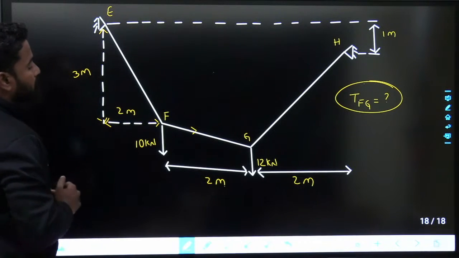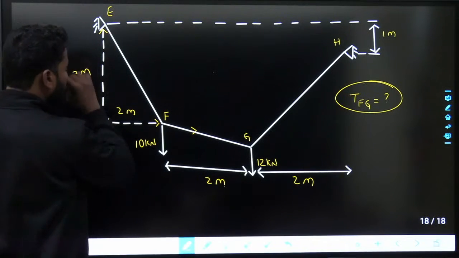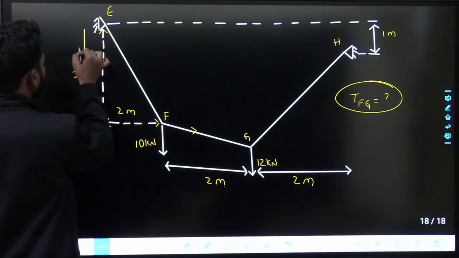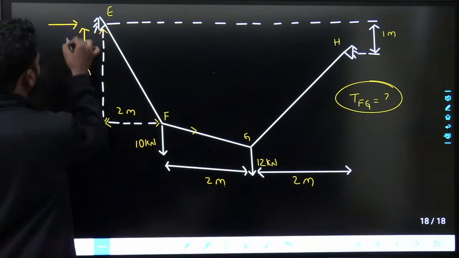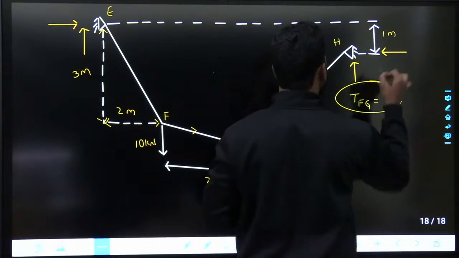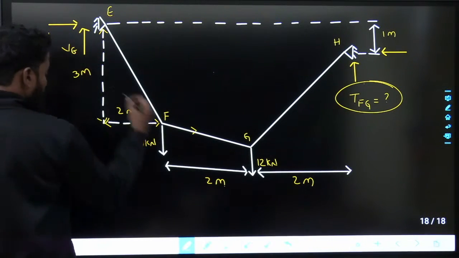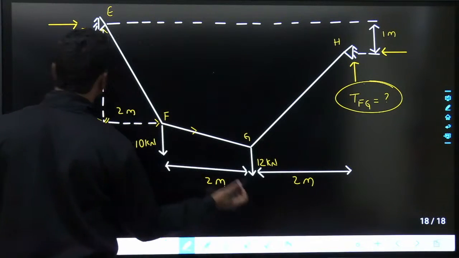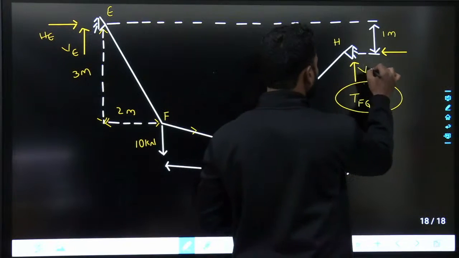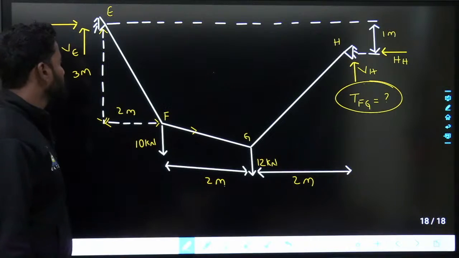Fine. Now he is asking what is tension in FG. The idea is very simple. First we will try to find out the reactions. Reactions, let us say at E, VE, and there is some HE. At H also there would be VH and horizontal reaction HH.